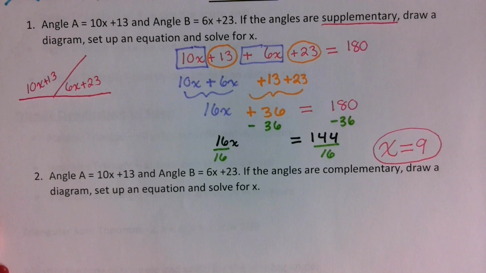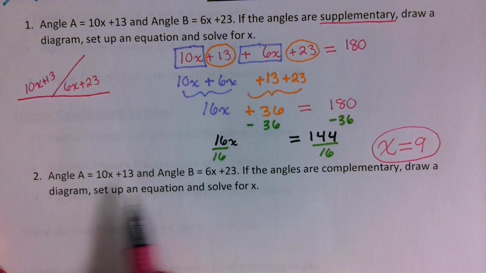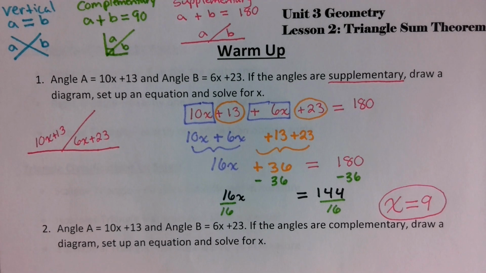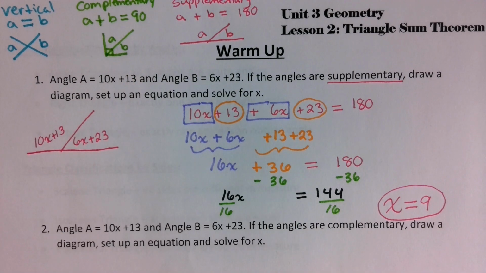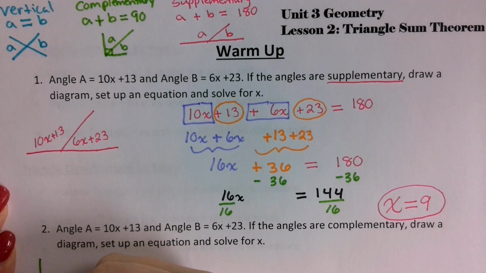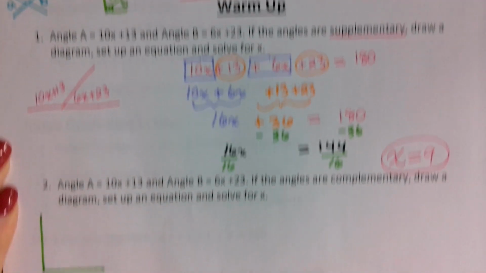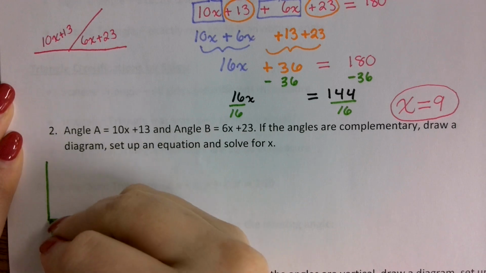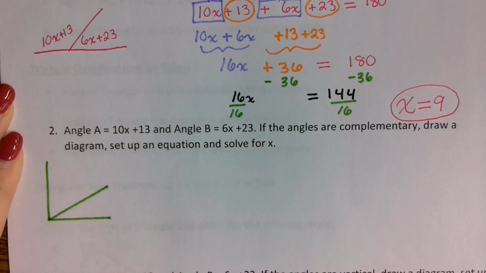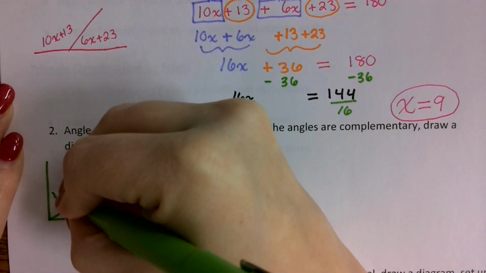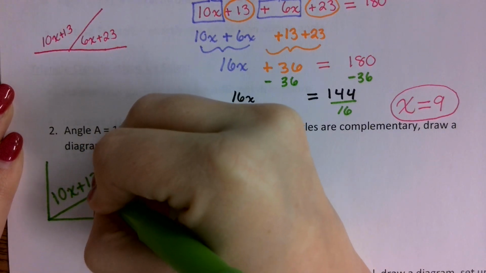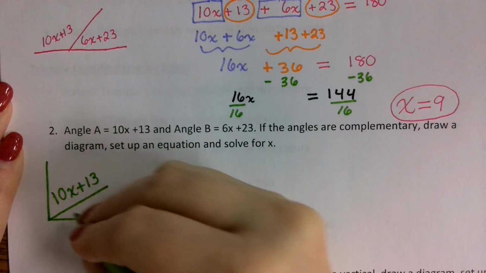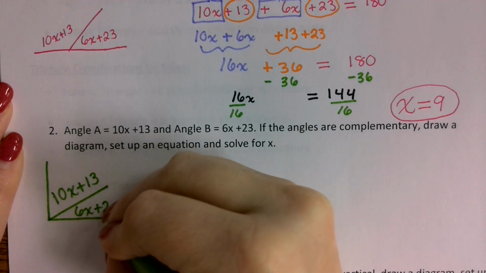Okay, we're going to do the exact same thing again with those same two angles, but this time we're going to do complementary. So if we look back up here, complementary, the diagram forms that L shape. So I'm going to form an L for my diagram, and I'm going to split the L up so that one of these angles is that 10x plus 13.